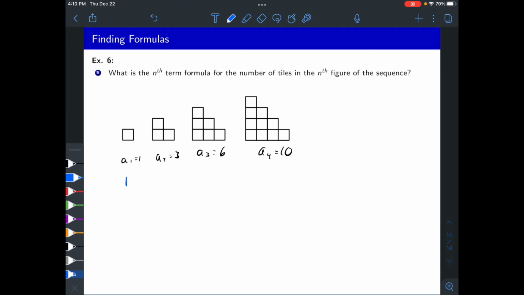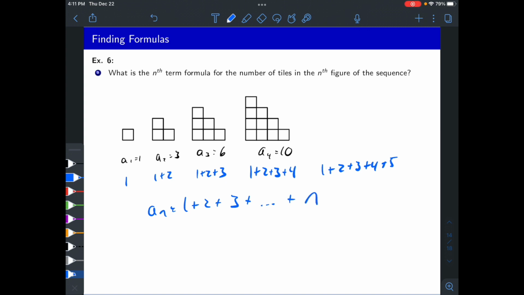So a sub 1 is equal to 1. For a sub 2, we could think of this as 1 plus 2. And then a sub 3 is going to be the previous thing, but plus 3. A sub 4 is going to be the previous thing, but then plus 4. And then the next one will be plus 5. A sub n will be, we keep adding these, and then we stop when we add n.